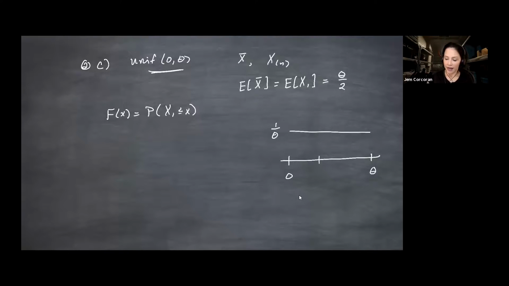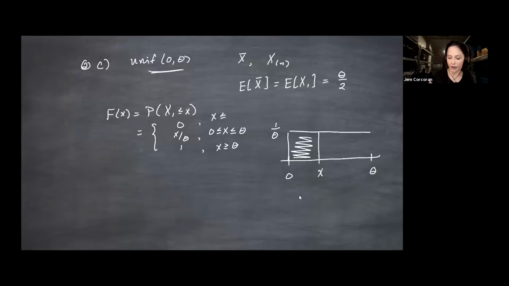So if you pick any x between 0 and theta, then the probability of being less than or equal to x is given by this area, x over theta. So this is equal to 0, x over theta, or 1. It's going to be x over theta for any x between 0 and theta, 1 for x greater than or equal to theta, and 0 for x less than or equal to 0. It's actually continuous at those two endpoints, so it doesn't matter that I have equals everywhere.